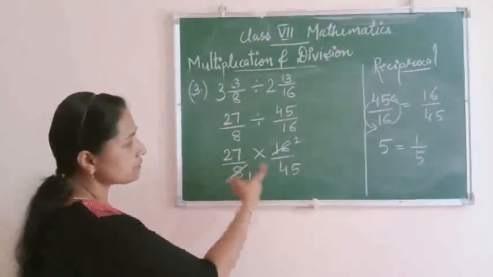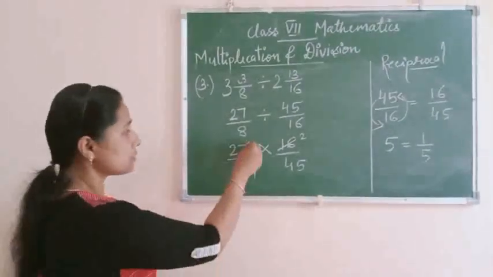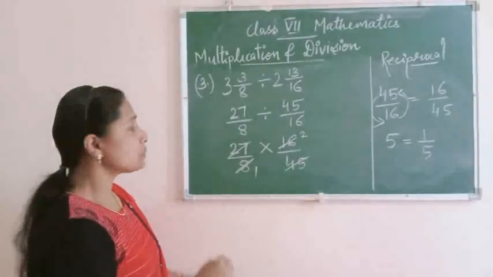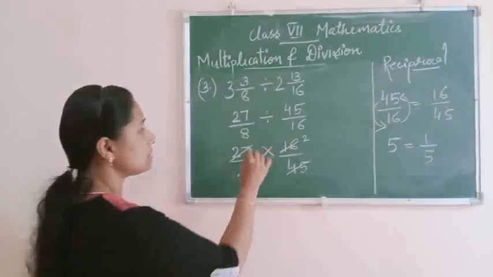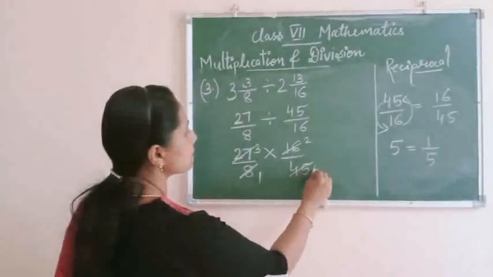And this 27 and 45, here you can take a common divisor for dividing. 27 and 45, both numbers come in the 9s table. So you can take 9 for dividing. 27 divided by 9, it will come 3. And 45 divided by 9, 5 will come.